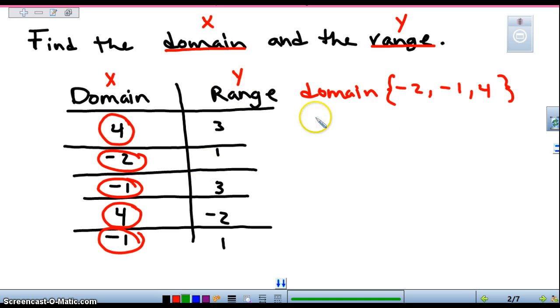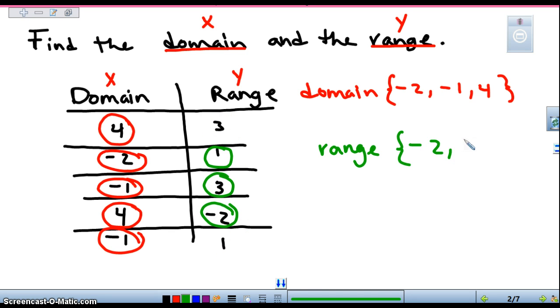Now we need to list the range. The numbers in the range are -2, 1, and 3. The 3 and the 1 repeat. So: -2, 1, and 3. And I listed the numbers in numerical order.